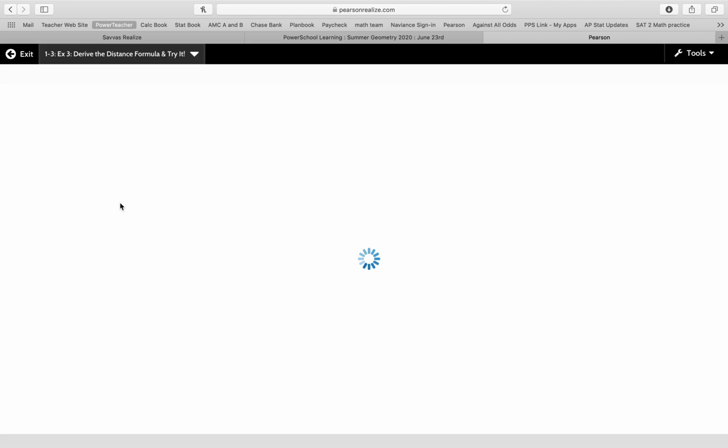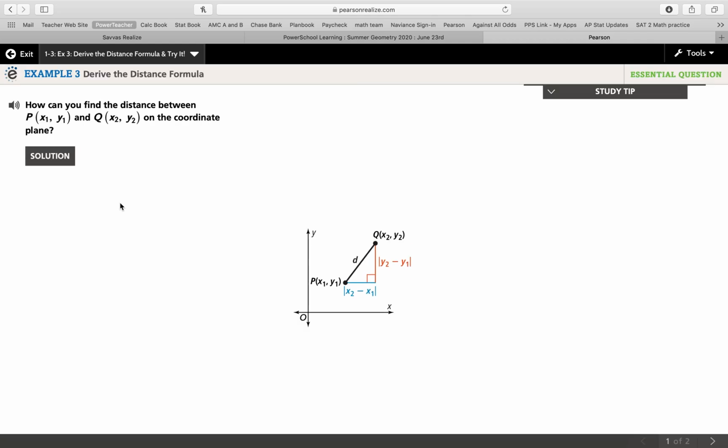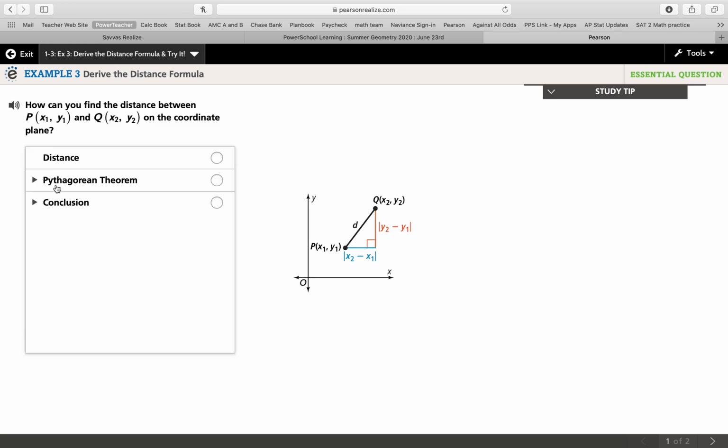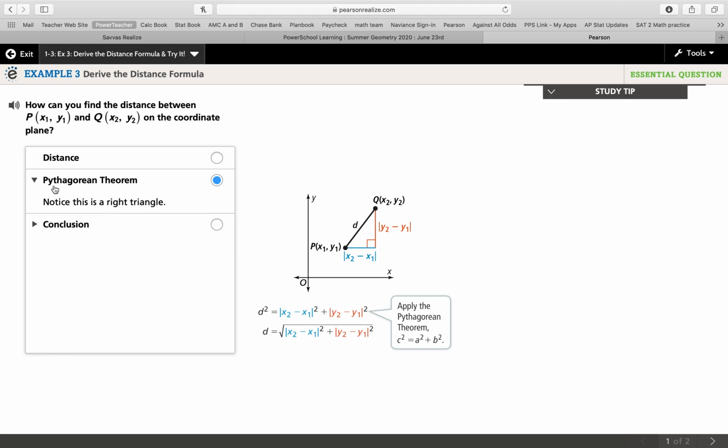We also have the distance formula. The distance formula comes from the Pythagorean theorem. At this point, you should know the Pythagorean theorem, but we'll review it real quick. It says you take the two legs of a triangle, you square them, you add them together, and you get the distance, which is the hypotenuse of the triangle.